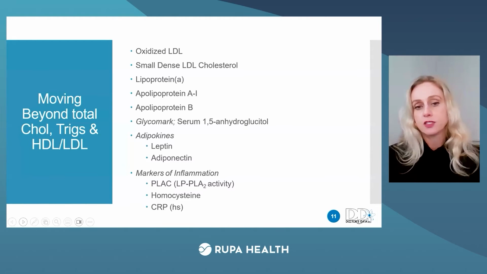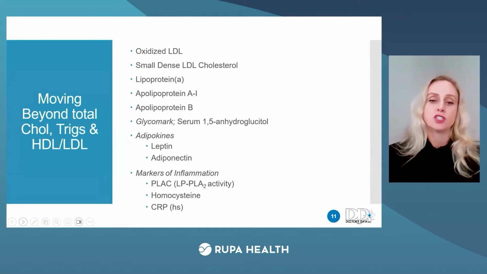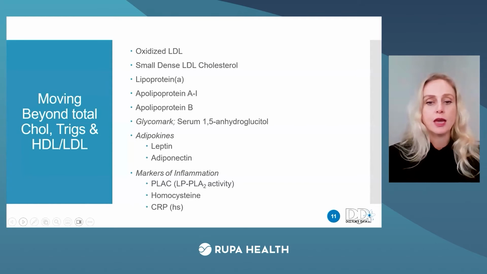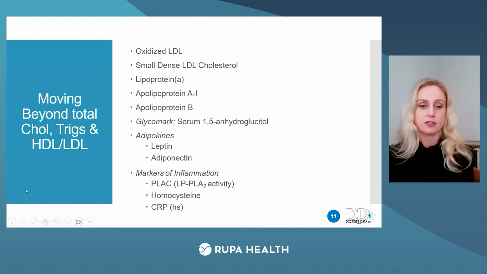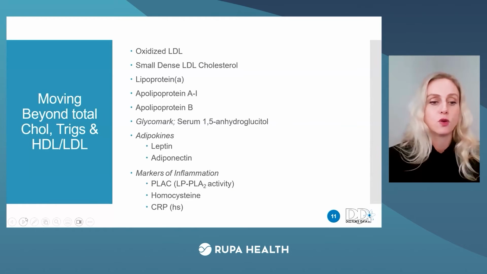And we'll see that individuals with metabolic syndrome with cardiovascular disease considerations tend to be leptin resistant, so they have too much leptin, and this is a vicious cycle. We will also look at markers of inflammation, such as PLAC, hs-CRP, so high sensitivity CRP, and then also homocysteine.